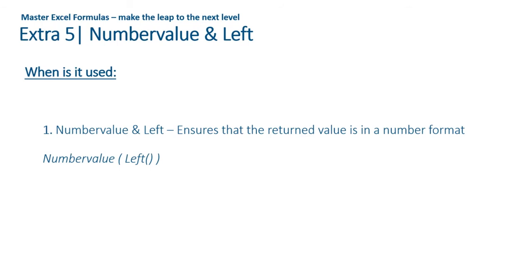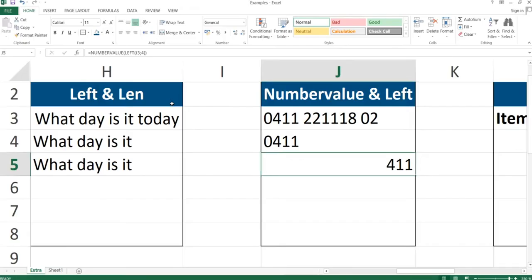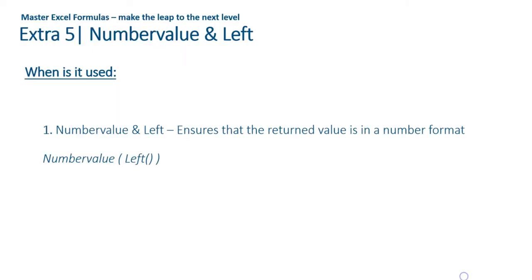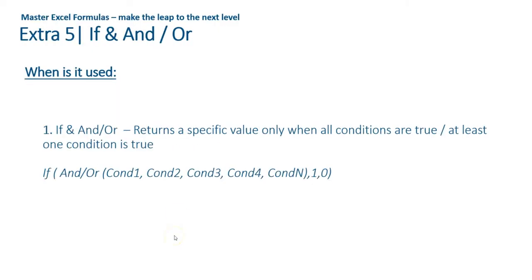In this example, the next combination of formulas is if together with and, or. So again, these are logical functions. What they do is ensure that this combination of formulas returns a specific value only when all conditions are true, or at least one condition is true, depending on whether we use and or or. Okay, so let me give you an example here as well.